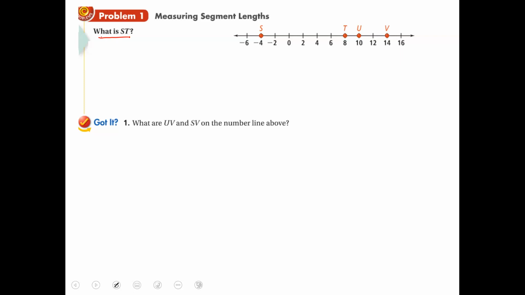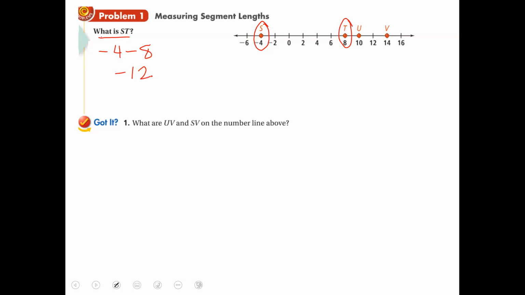So for this problem, to figure out the length of ST, we're going to use what we know about finding the distance. And that is, to find the distance between S and T, you just subtract the points on the line. So to find ST, I'm going to subtract -4, which is where S is, minus 8, which is where T is, and that's equal to -12.